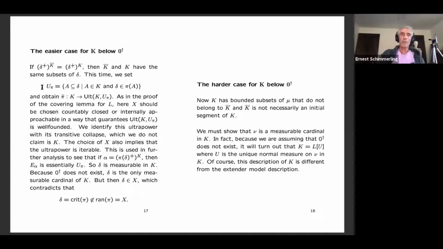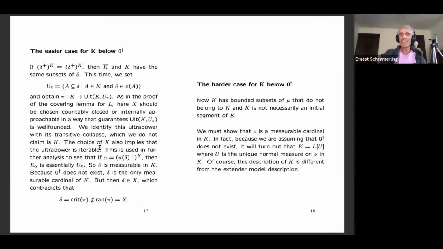We're not claiming that the transitive collapse, we'll call it R, as in the proof for L, we can call it R here too. I'm not claiming that R is K. So the choice of X is used again to guarantee that this ultrapower is iterable.